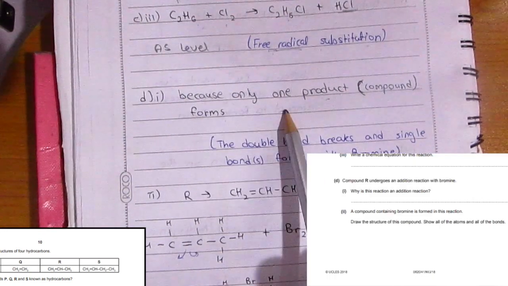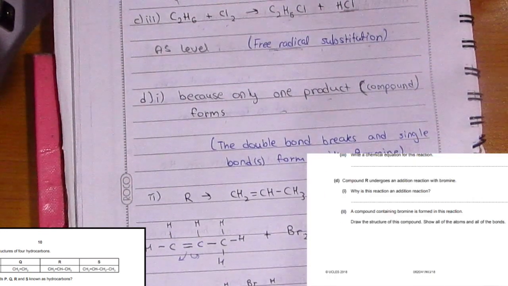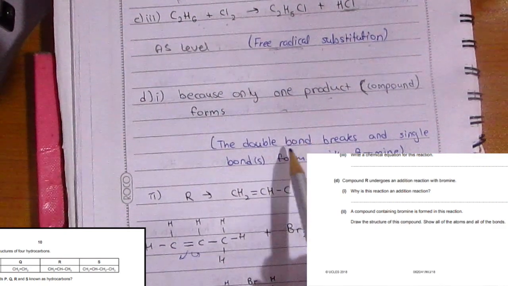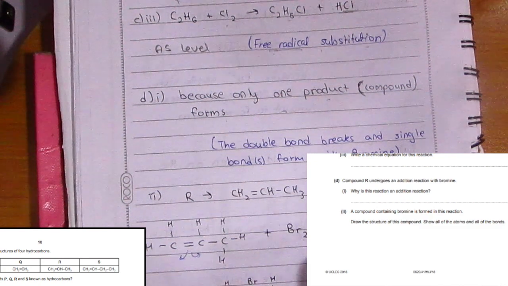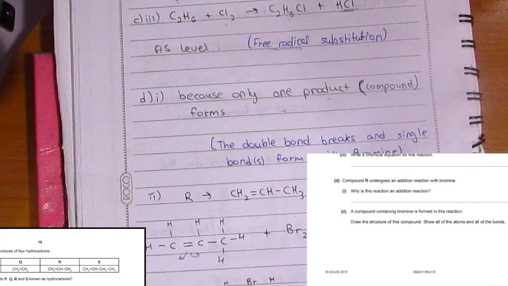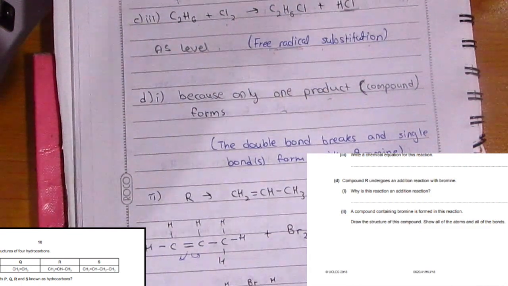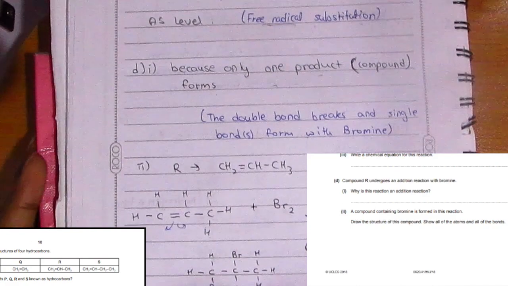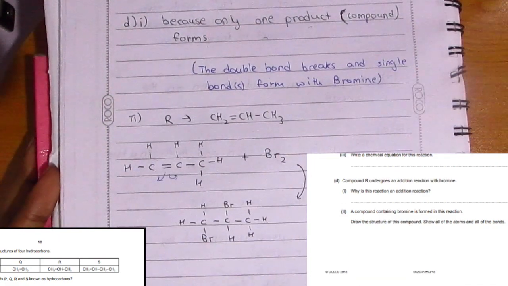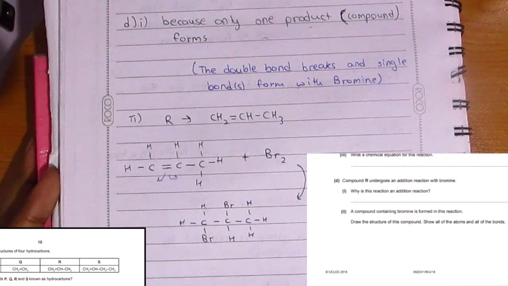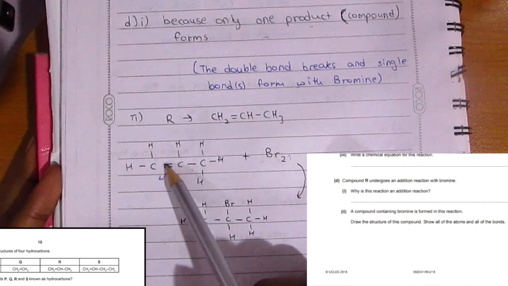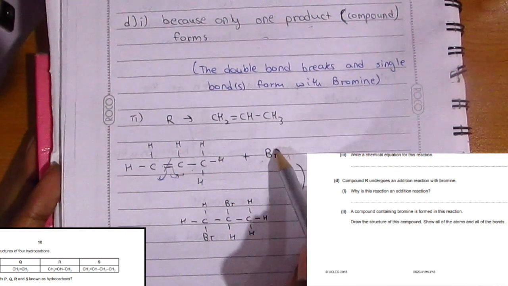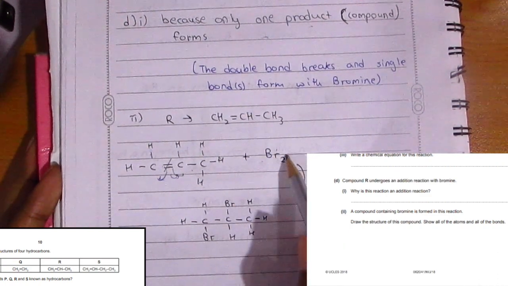So compound R undergoes an addition reaction with bromine. So why is it an addition reaction? Because only one product or compound is formed. The double bonds would break, and instead you'll have single bonds formed with the bromine atoms. So now we're going to show you how it's drawn, or the mechanism basically. So CH2 double bond CH and CH3. Of course, carbon can only form 4 bonds, so the double bond would open up, right? And then the bromine atoms will go onto each one, right?